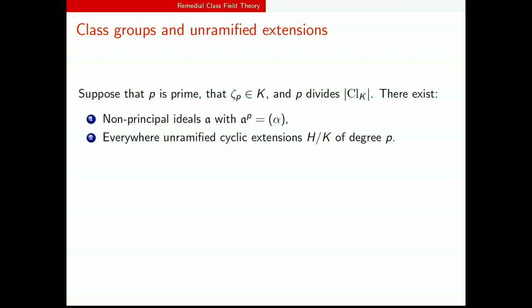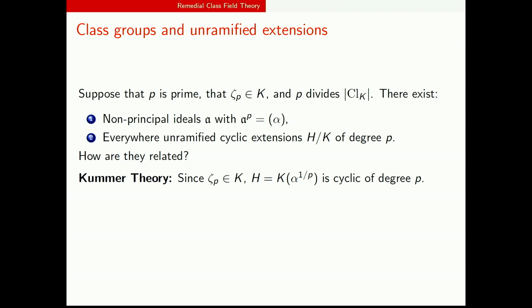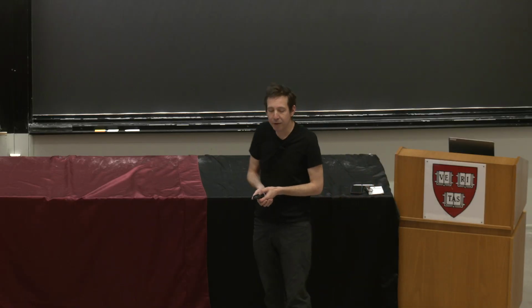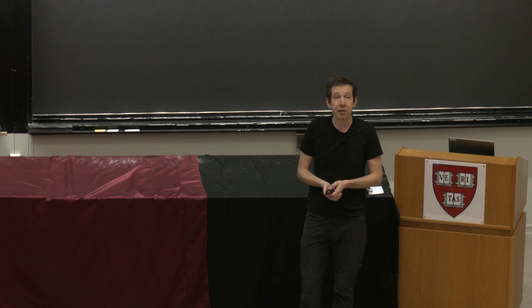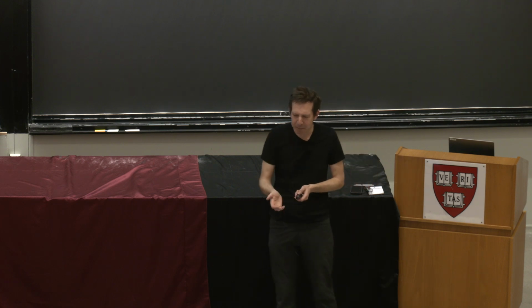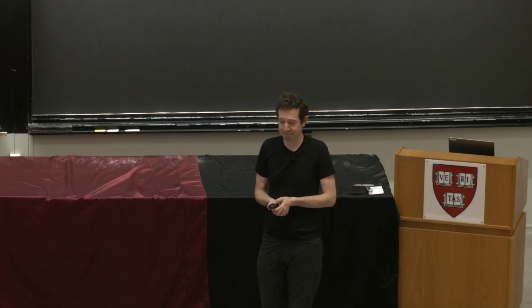So what is the relationship between these two statements? Since we have a pth root of unity, Kummer theory tells us that all degree p extensions are given by taking pth roots. So it's very natural to say, well, let's just write down the extension where we take a pth root of alpha. Using the fact that the pth power of A is principal and is alpha, it's not so hard to show that this extension is unramified at all finite places. Well, dramatic pause, except for those dividing p.